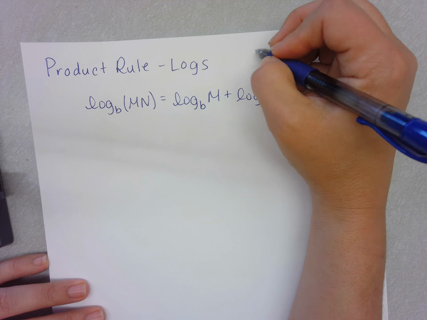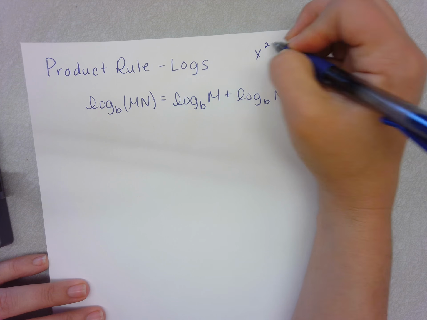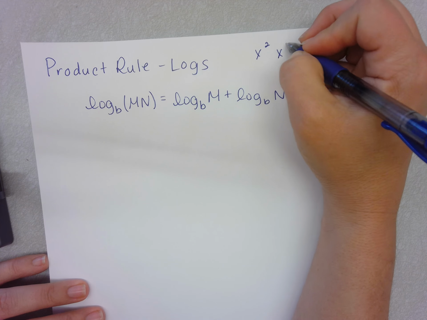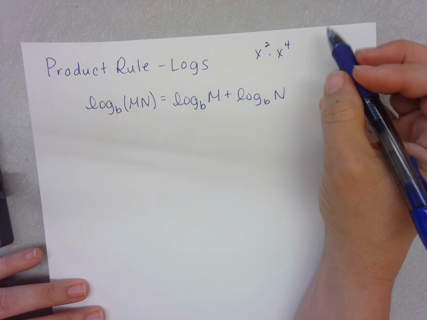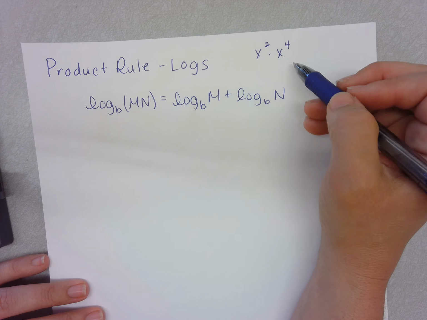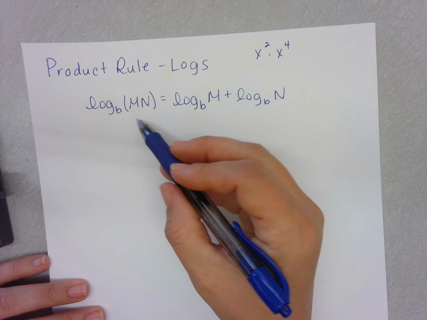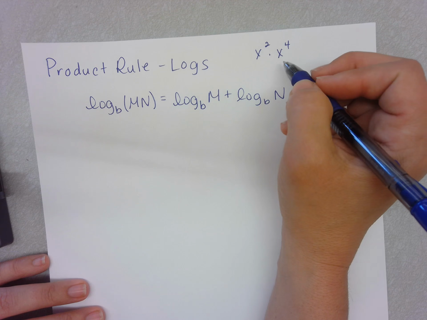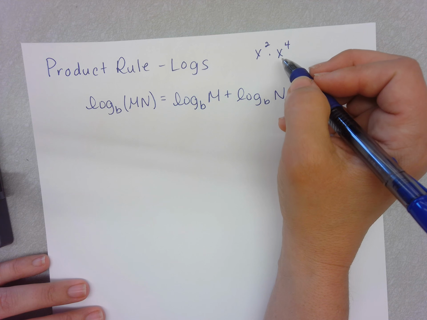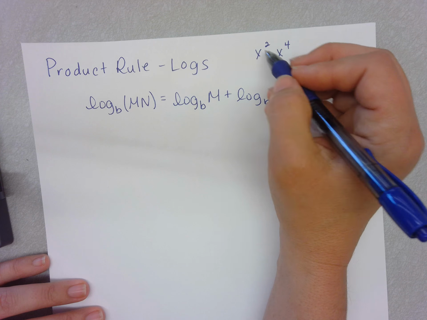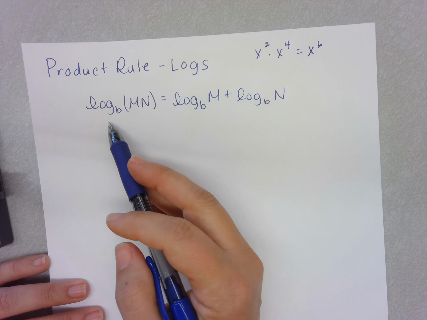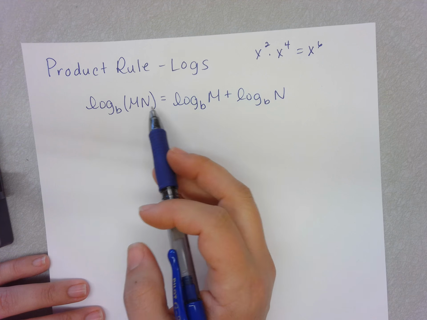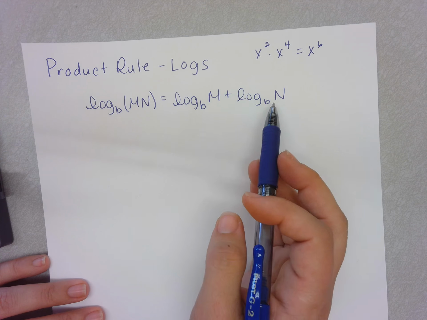If you think of it in terms of if I had x squared and x to the fourth, and I was going to multiply them together, the logs are just the exponents. So if I have the same base, which is what the log base b means, and I multiply two of the same bases together, then what I end up doing is adding the exponents. This would be x to the sixth. So this is just like the exponent part. If I have two things multiplied together, I can just add them together.